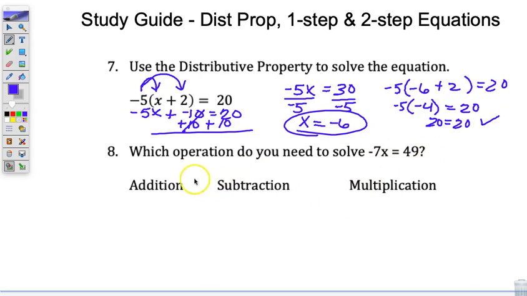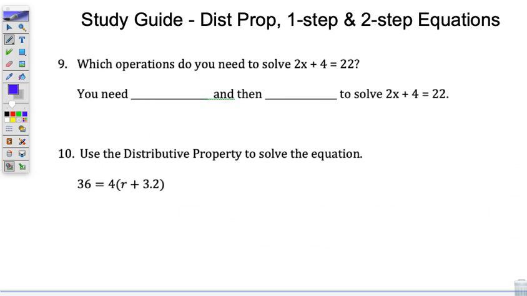In problem 8, which operation do you need to solve this one-step equation? Well, we have -7 times x, so we want to undo that by dividing. So dividing must be actually over here as a choice, so I'm actually just going to write it in and circle it.